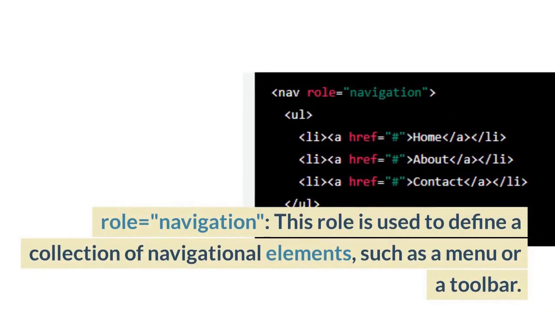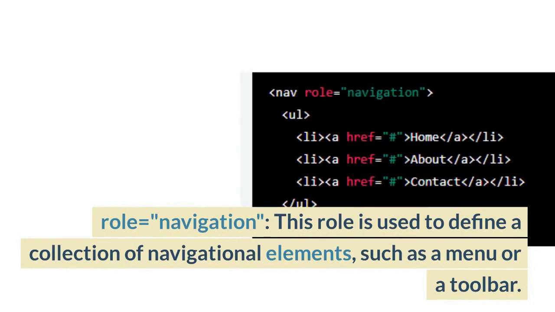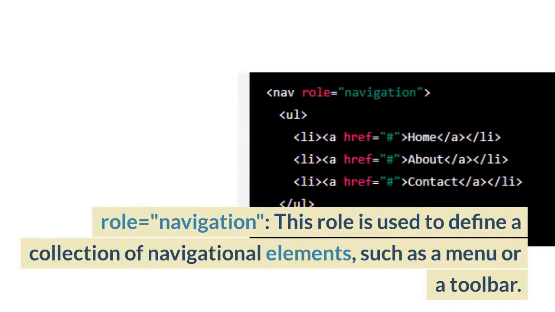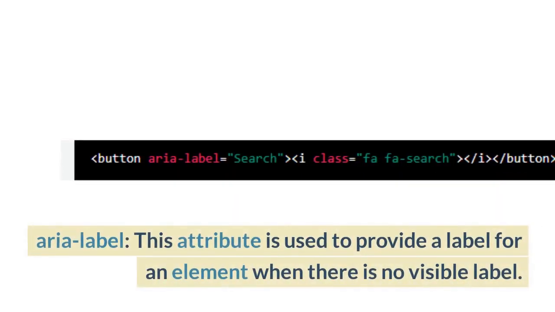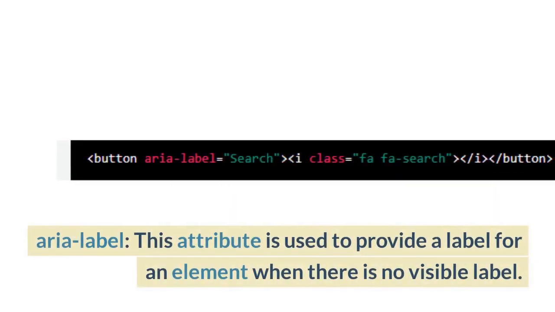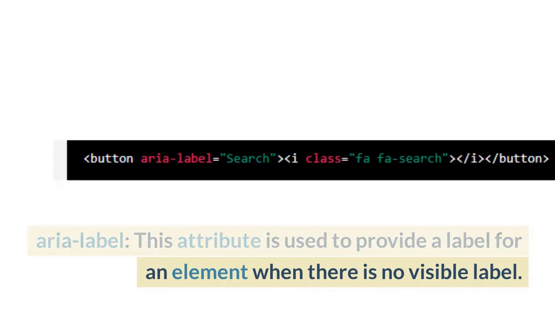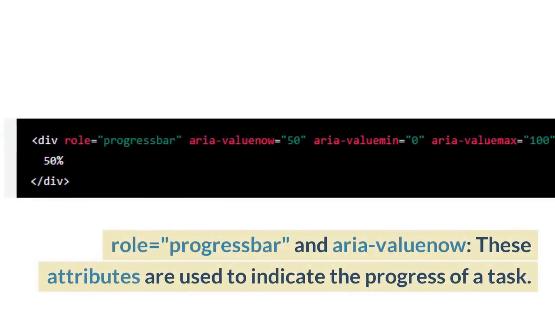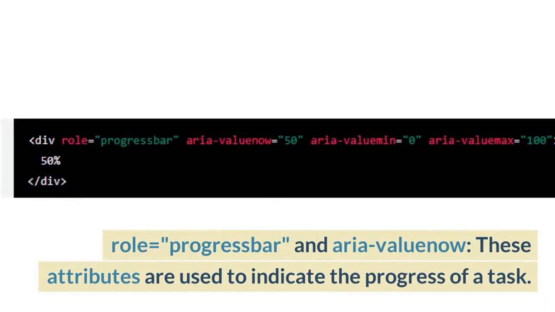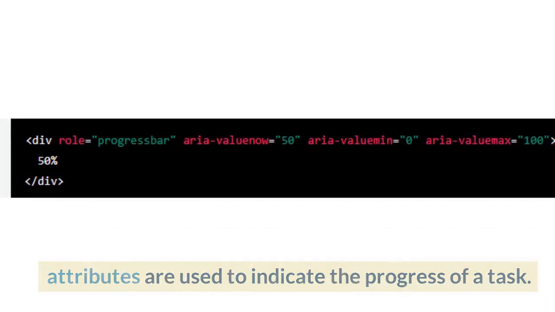Role equals navigation. This role is used to define a collection of navigational elements, such as a menu or a toolbar. Aria-label. This attribute is used to provide a label for an element when there is no visible label. Role equals progressbar, and aria-valuenow. These attributes are used to indicate the progress of a task.